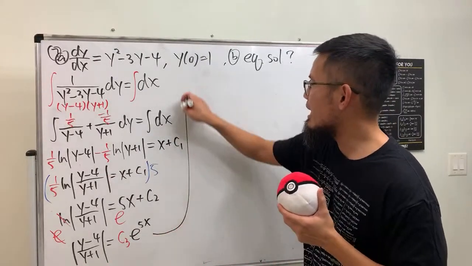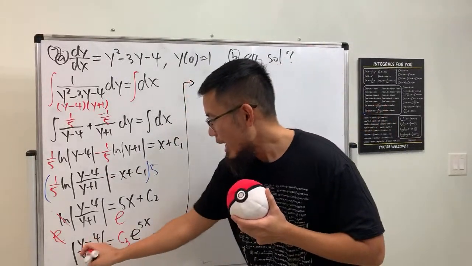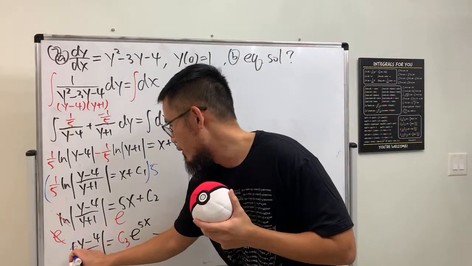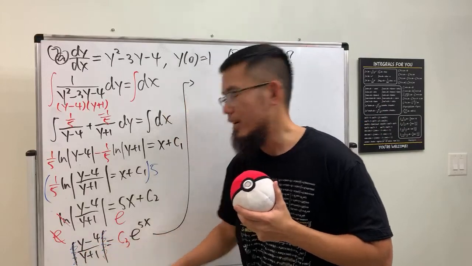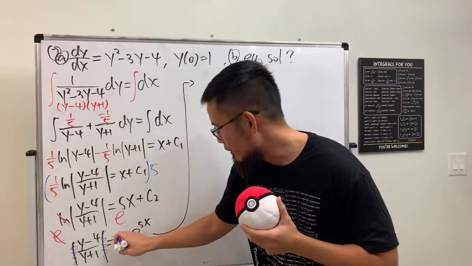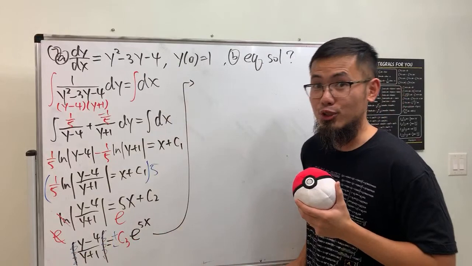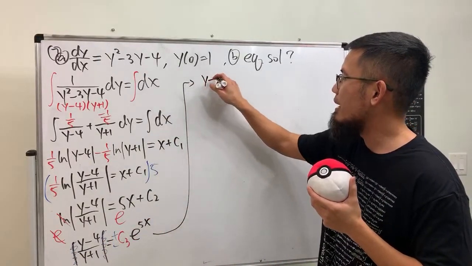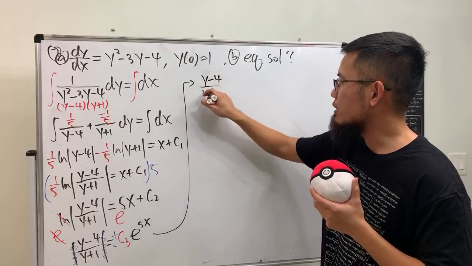Great. Now, let's see. We are going to just get rid of the absolute value. Now, how do we get rid of the absolute value? Seriously, just get rid of the absolute value. And then, don't forget to put down the plus minus on the left-hand side, just to be legit. The left-hand side, we get y minus 4 over y plus 1.